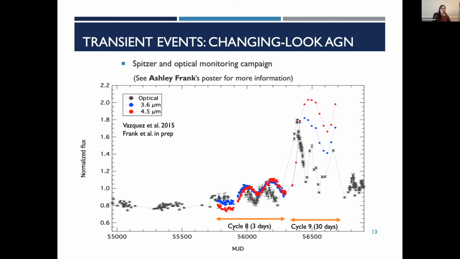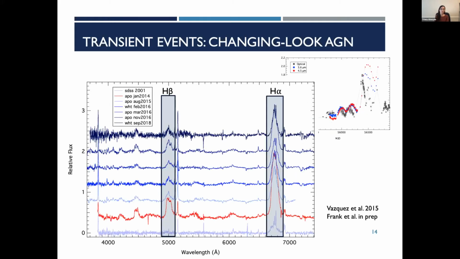This AGN was part of a monitoring campaign aimed at reverberation mapping 12 AGN in the optical and mid-infrared, and then we observed this sudden rise by at least a factor of 2 in both the optical and infrared. And if you want more information about this particular object, you can see Ashley Frank's poster later on. But thanks to spectroscopic follow-up, we were able to determine that this AGN was originally classified as a type 1.8 AGN, and then it changed its look during this flare to a type 1 AGN.